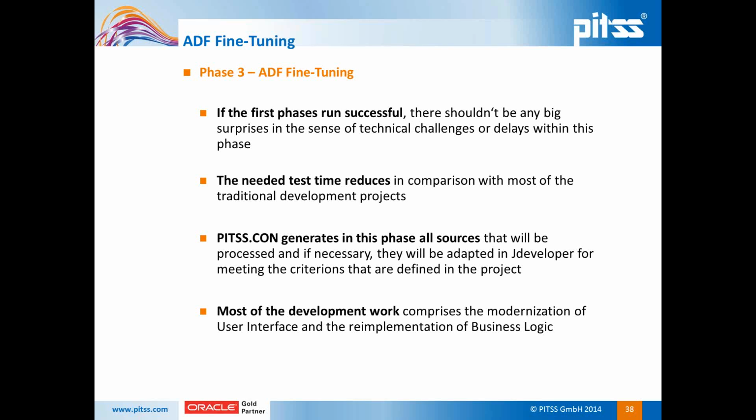So PITSS generates in this phase all the sources that are needed to start a JDeveloper project and then do the manual approach there. So all the entity objects, your attributes, your bindings, master detail relations are already generated out of the form. So the only thing you need to consider, or the only, in quotes, thing you need to consider, is to modernize the user interface and take care of the business logic that was still in your forms that was not able to move to the database.